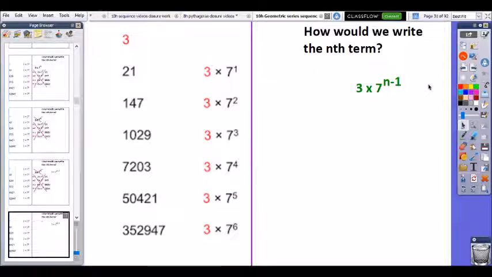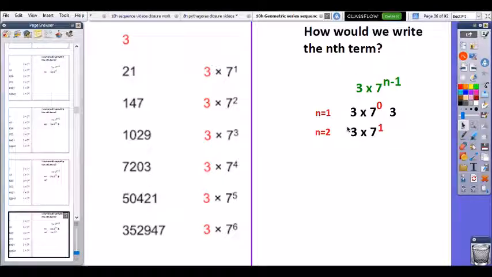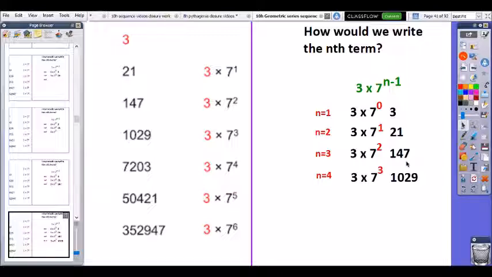Watch what happens. To find the first term in this sequence, I'm going to do 3 times 7 to the power of 0, because 1 minus 1 is 0. So that just gives me 3. If n is 2, substituting into my formula, 3 times 7 to the power of 1 gives me 21. If n is 3, 3 times 7 to the power of 2, because 3 minus 1 makes 2, would give me 147, and so on.